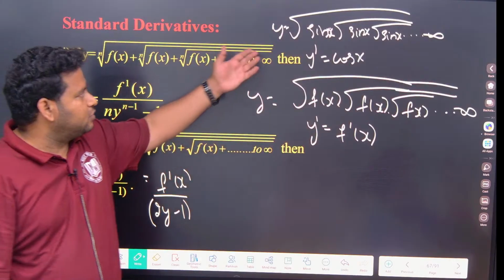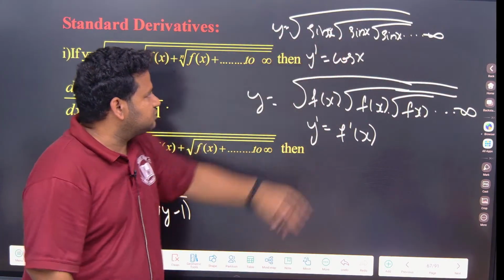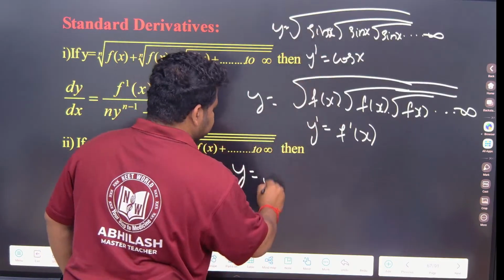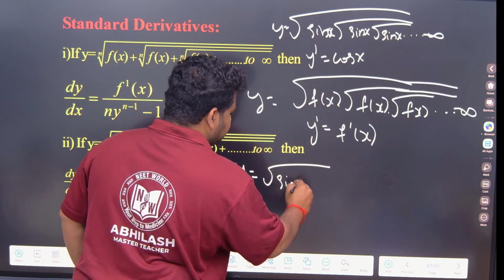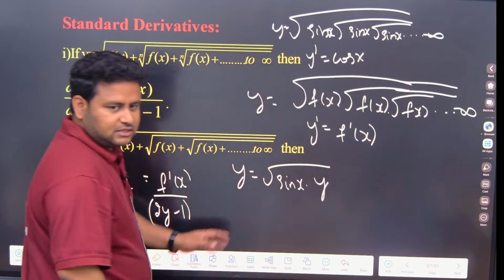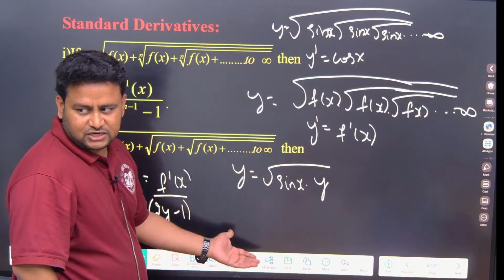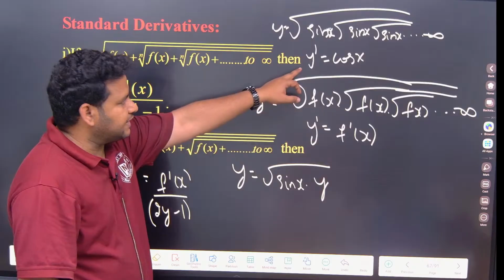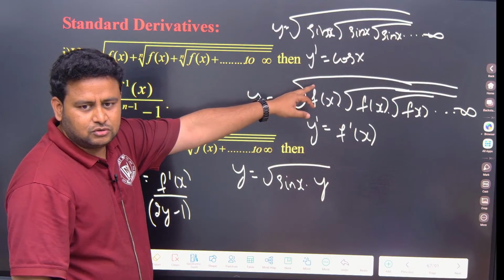Otherwise, what you will do? You will write y is equal to square root of sin x into square root of sin x up to infinity, which you write as y. Then you square on both sides and differentiate. That is the conventional method which you should not follow. Directly you should write y dash is equal to cos x.